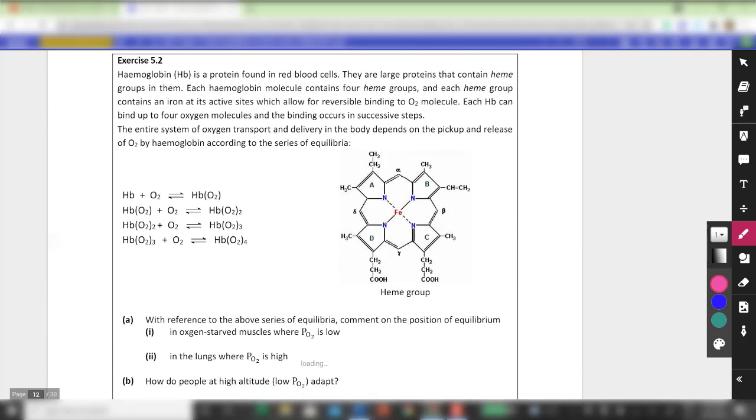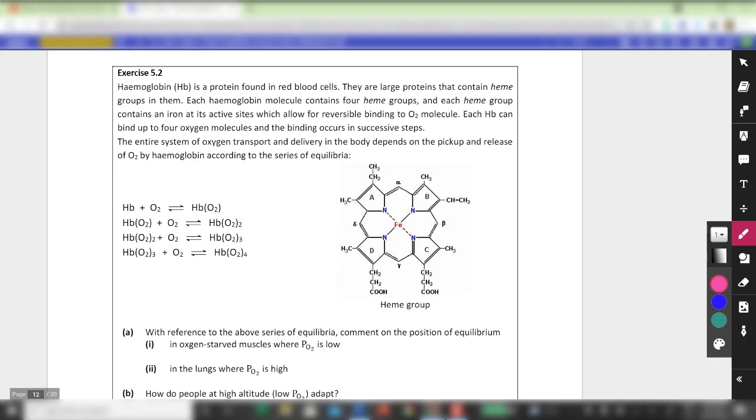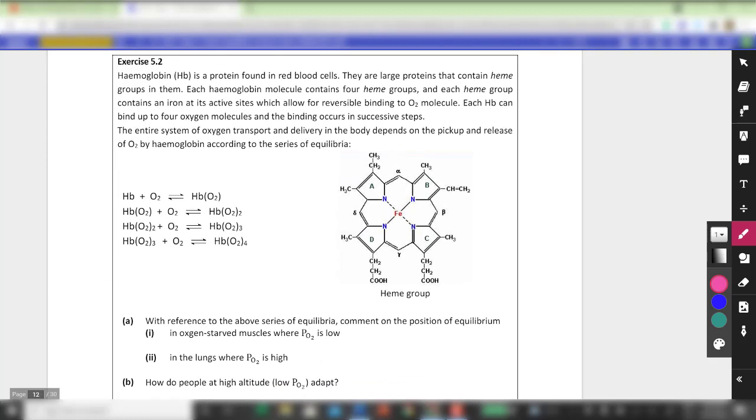Okay, next, for exercise 5.2, we have hemoglobin. You were told that hemoglobin is a protein found in red blood cells. Those of you who are bio students, I think it's familiar to you. But basically, each hemoglobin has 4 heme groups. So this huge piece is actually the heme group. And then they coordinate to the iron 2 via the nitrogen.